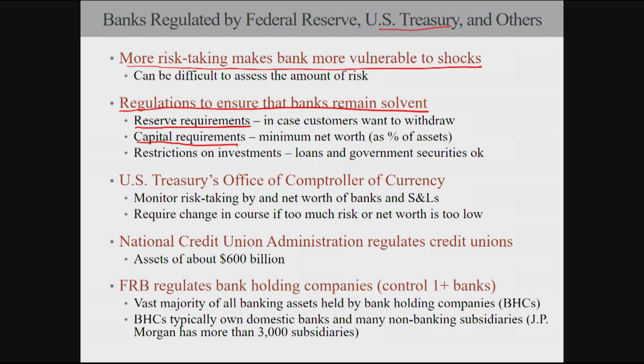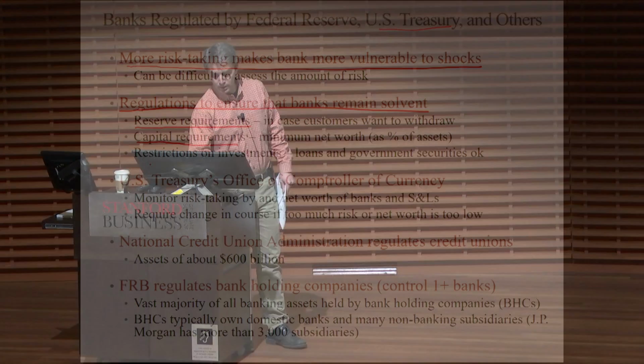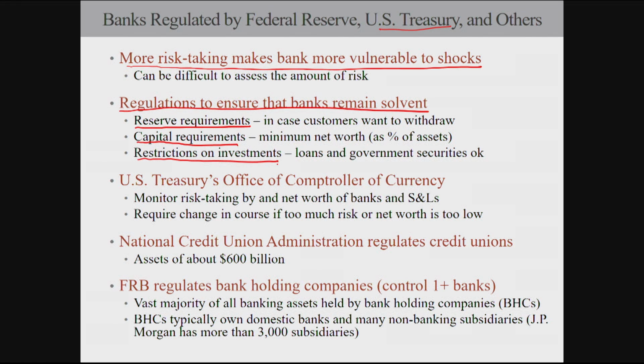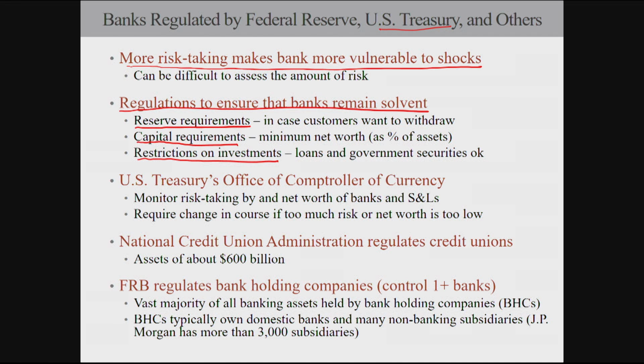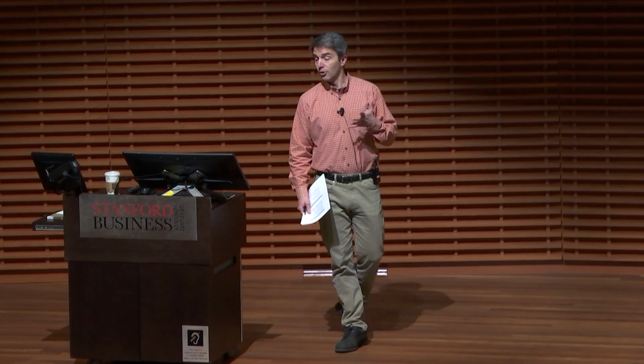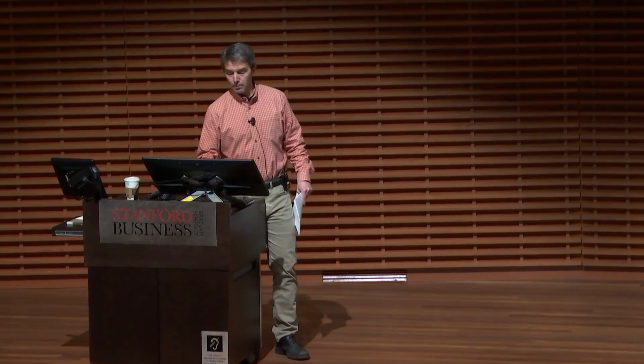Capital requirements refer to a minimum net worth as a percent of assets. Now, sometimes it is very difficult to assess a bank's net worth because it may have a bunch of loans and it doesn't know if they're going to be repaid or not. Okay? And then there are restrictions on investments. So it's not like JP Morgan Chase or Bank of America could suddenly put a lot of their deposits into Bitcoin, for example. That would not be okay. Whereas they can buy government bonds or make loans.